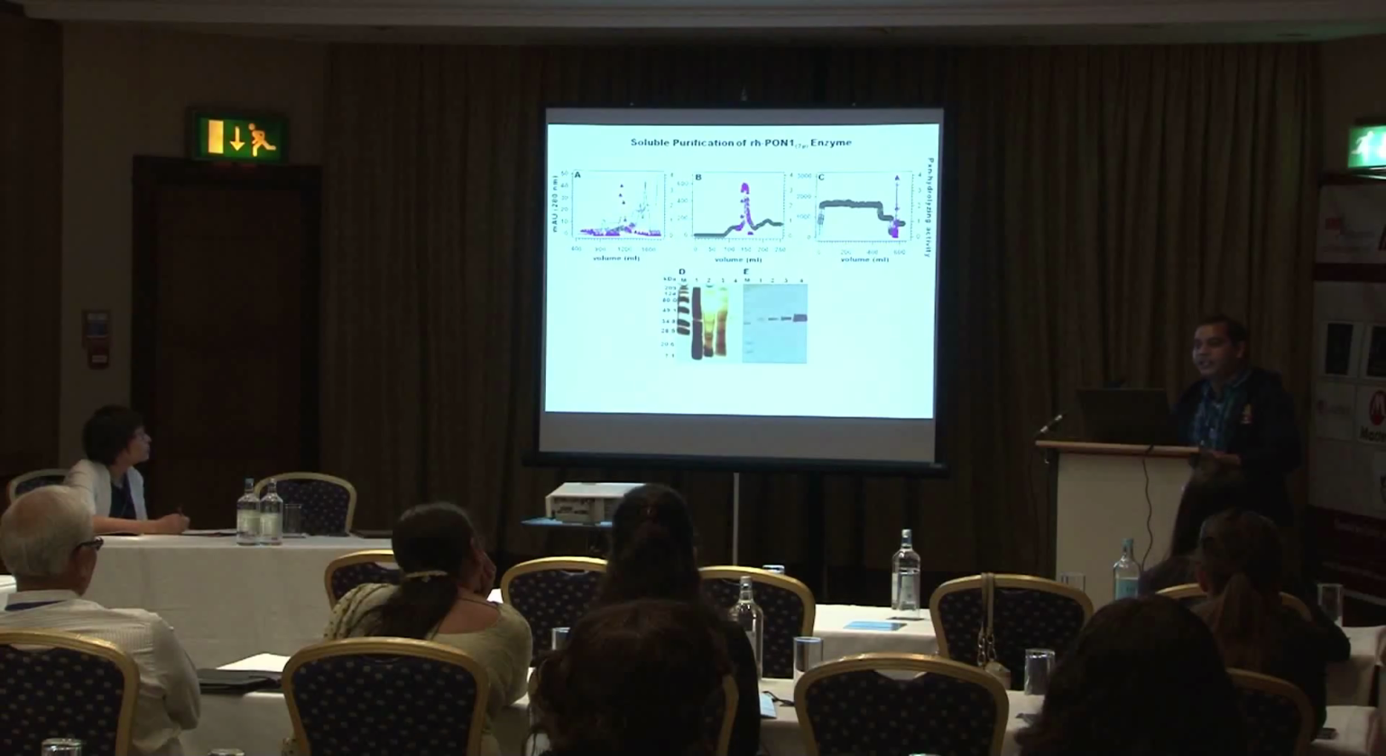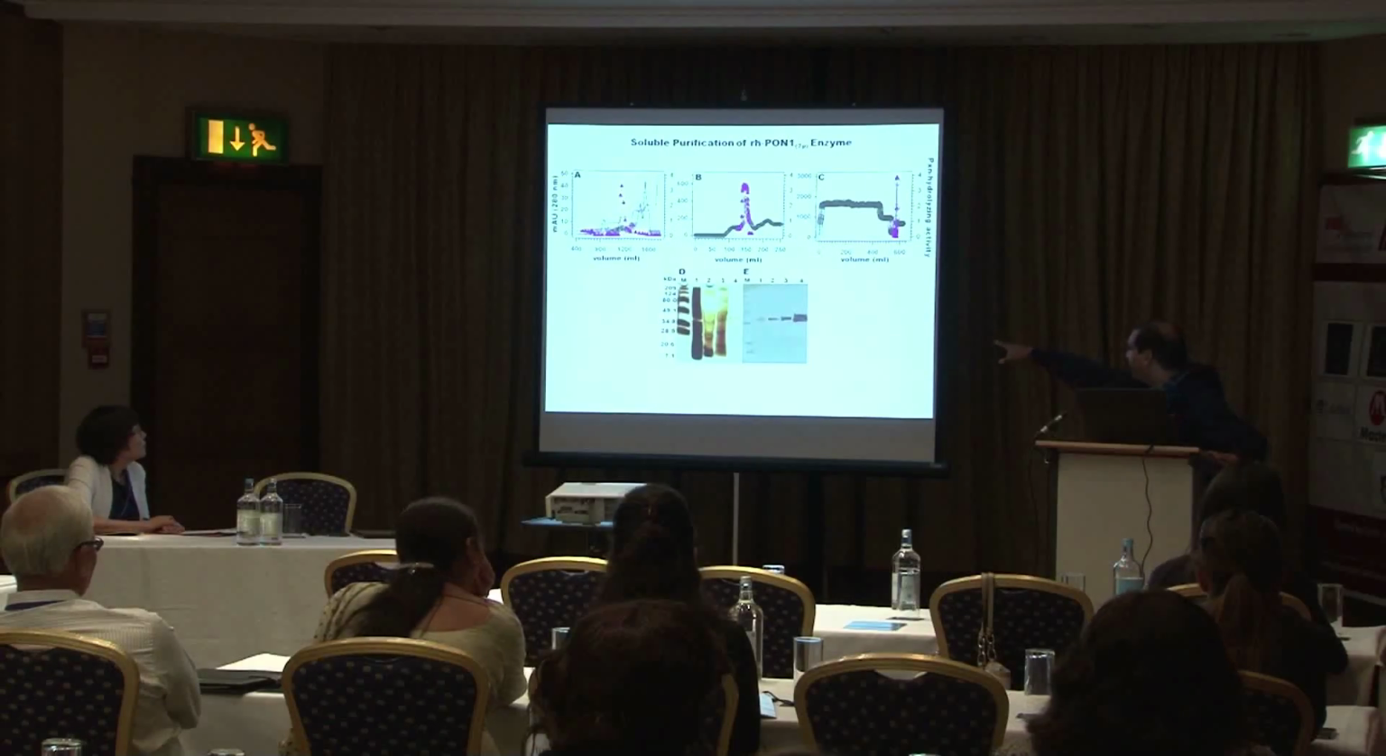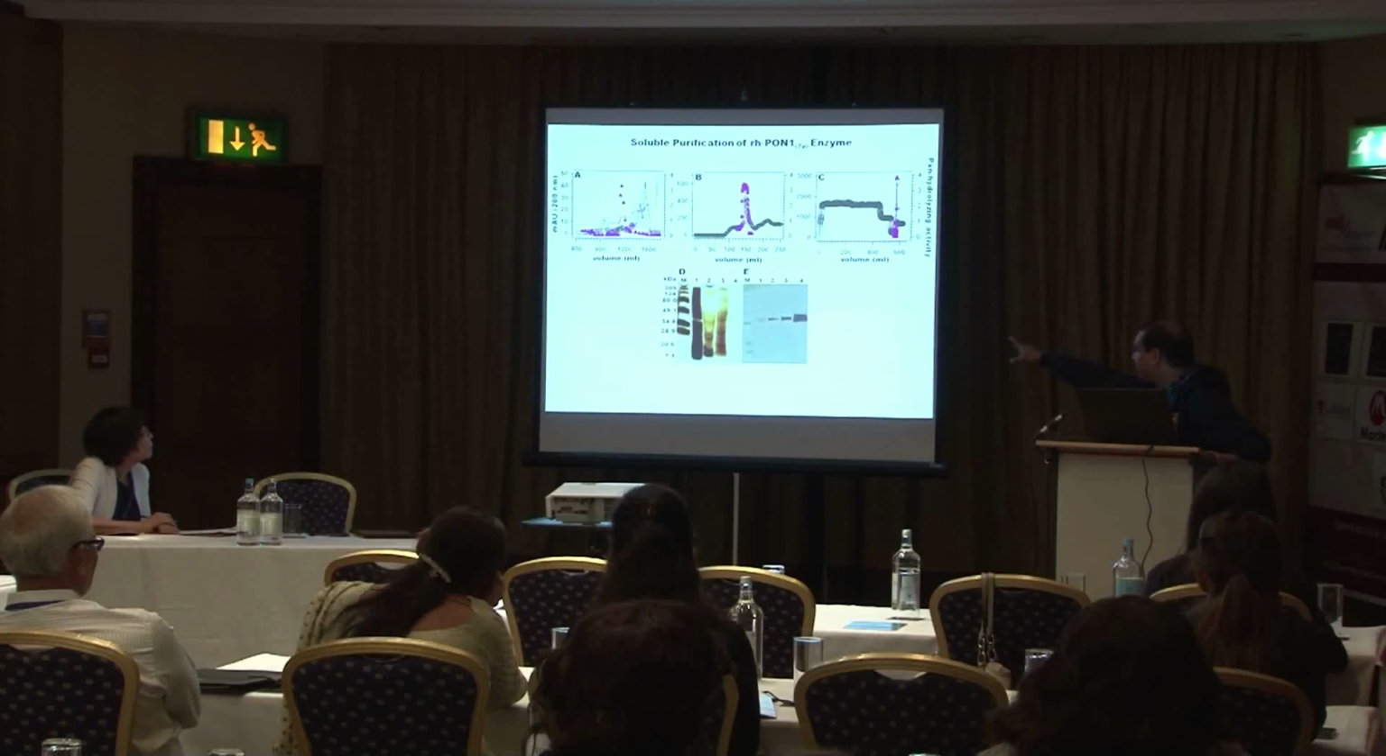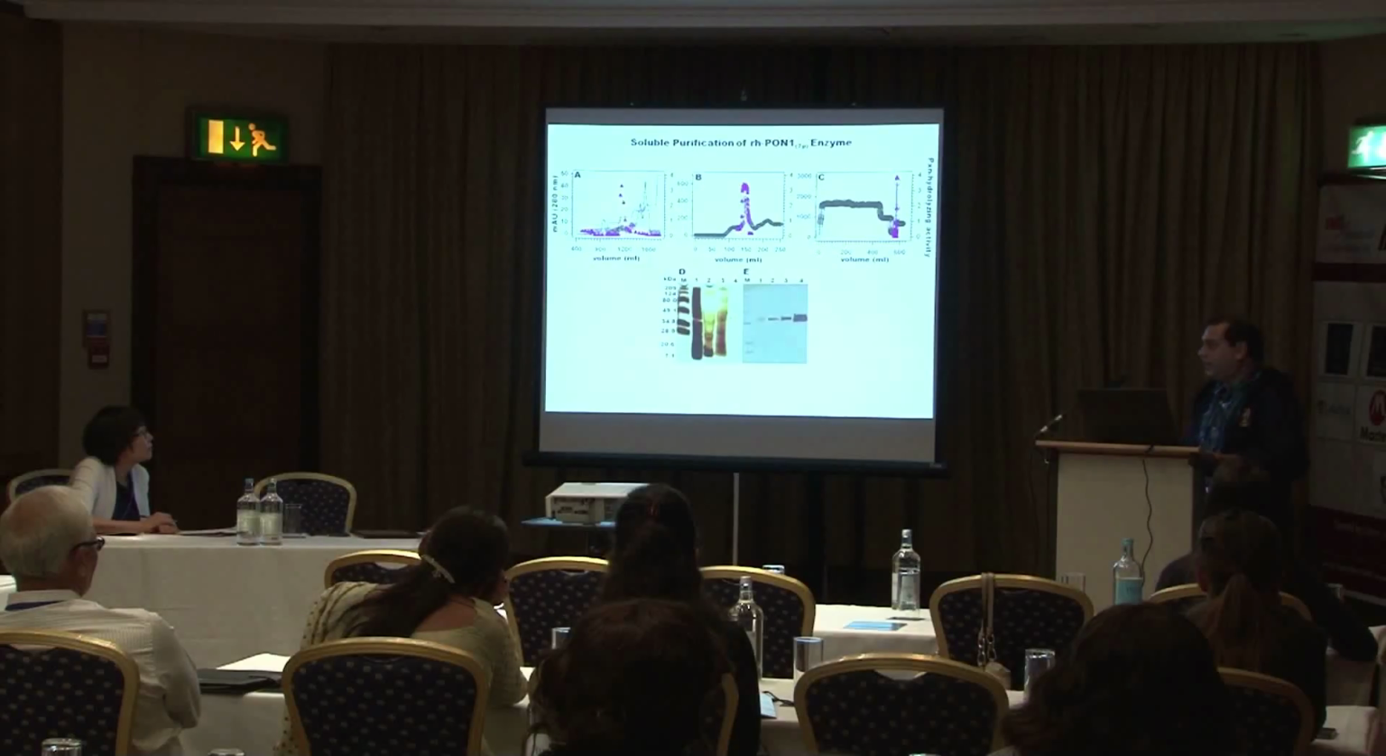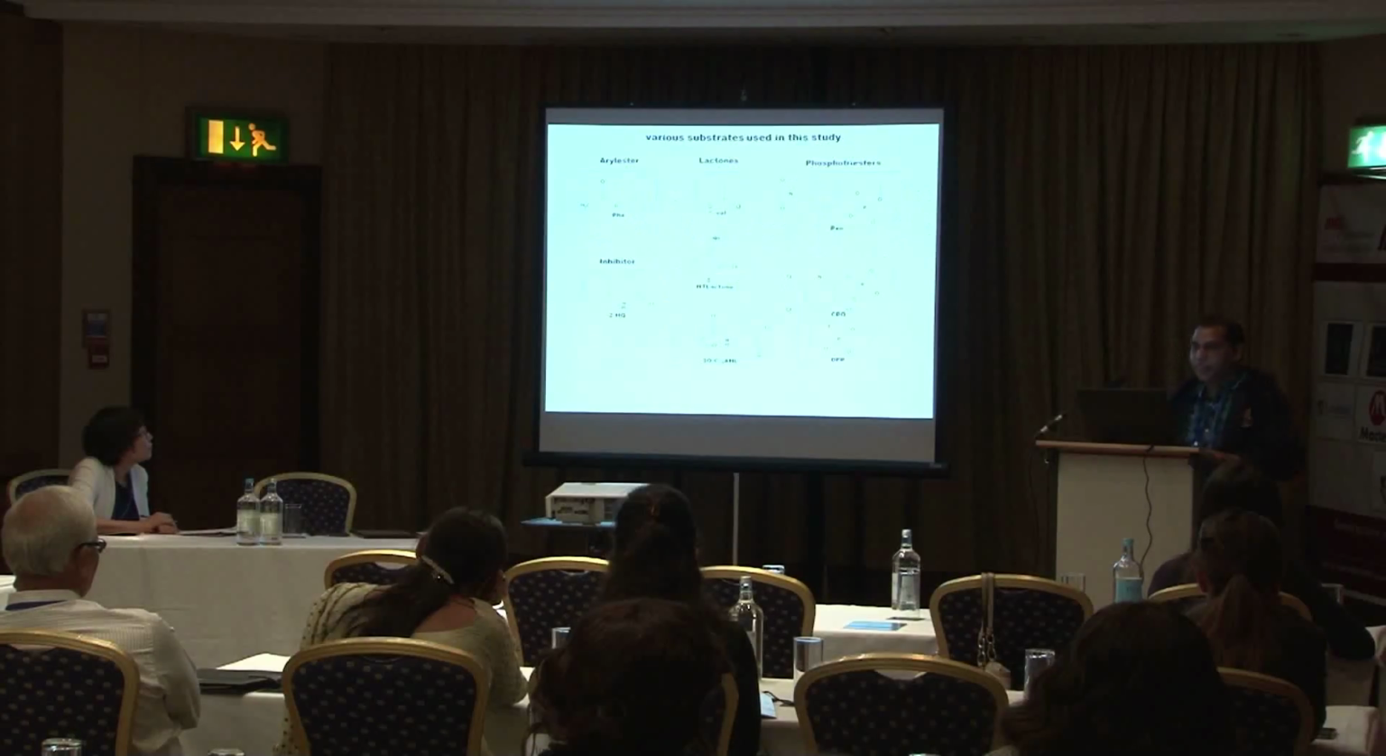Here we can see at lane 4 in panel B a clear silver stain band that represents the paraoxonase 1 sample. And from the Western blot also it is clear that this is the paraoxonase 1 sample. So these are the different substrates we have taken for this study.